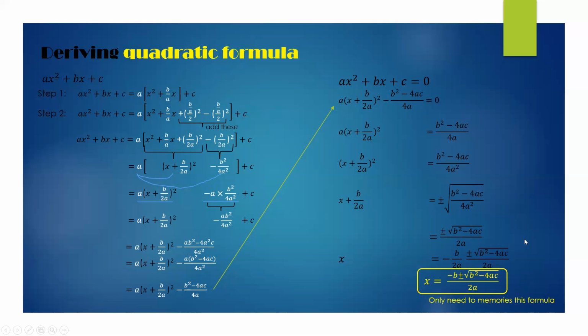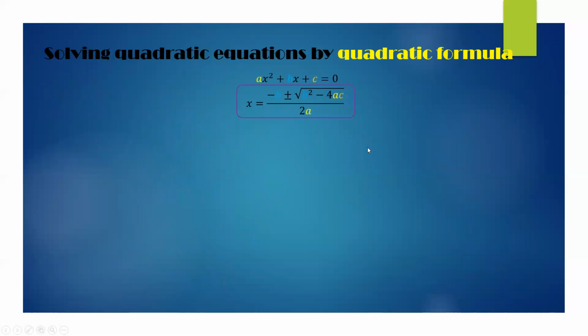So next, we try to use this formula, negative b plus minus the square root of b squared minus 4ac, to solve the x value. This is the quadratic formula. This question is important. This one surely gets one question in the exam. Please memorize this formula, right?